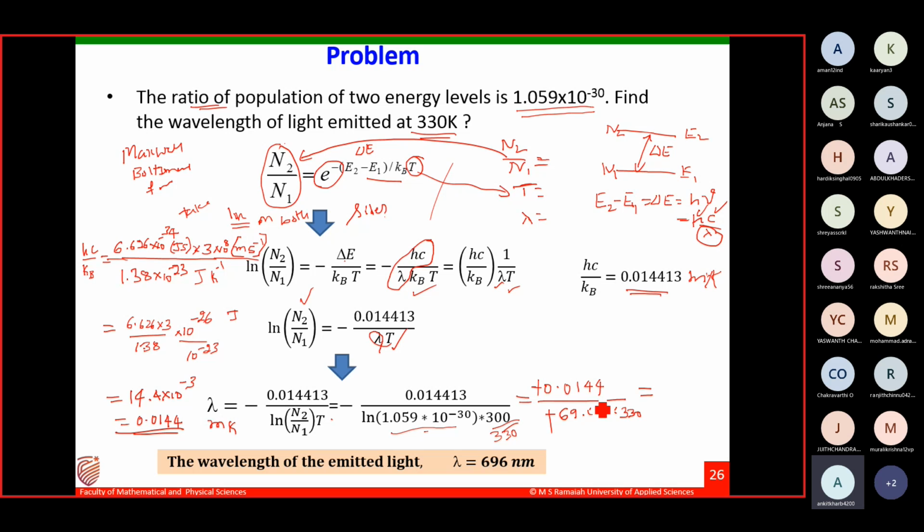Aman, except for this minus sign, what final answer did you get? 6.9 into 10 to the power minus 6. Minus 6? You got minus 6? Hey, check it once again. Shreya, you also got this? Minus 6? I got the same answer, 6.31 into 10 to the power minus 6. It cannot be, with the 330. Yes, sir, I'm recalculating it again.